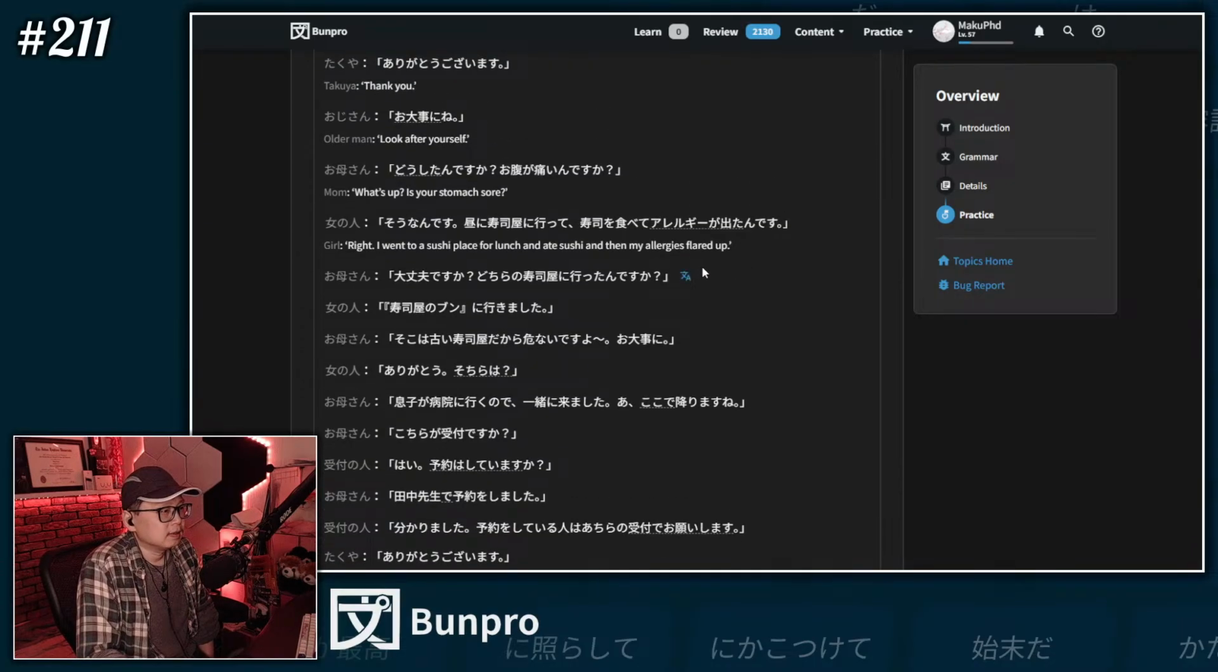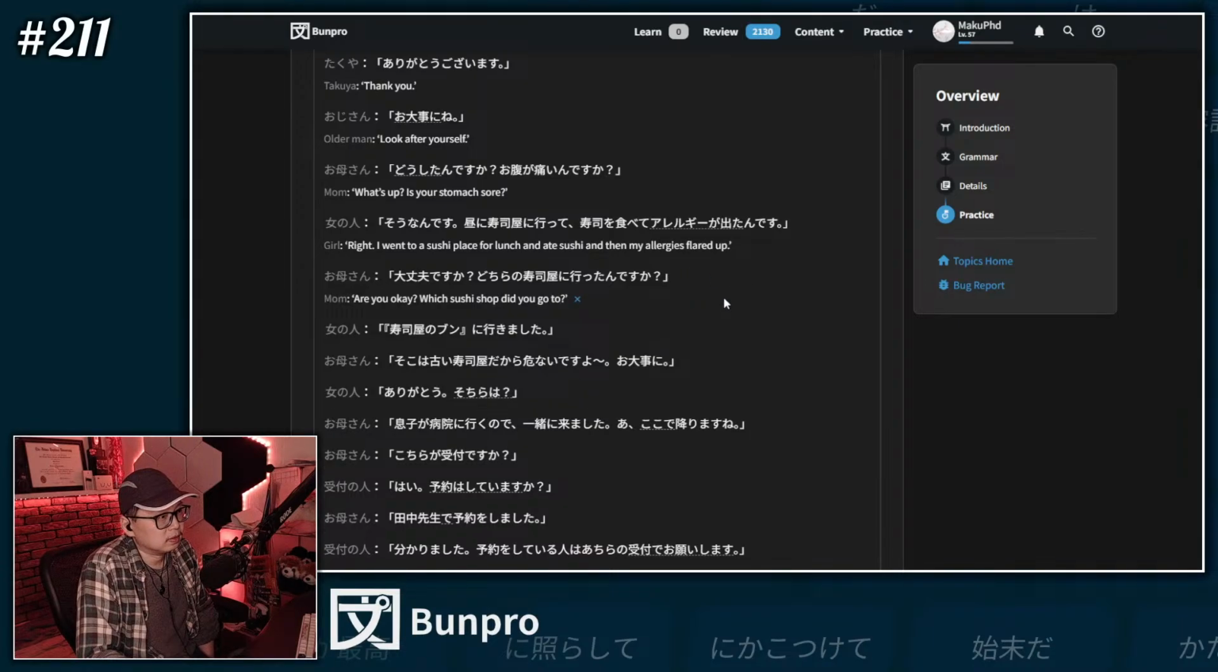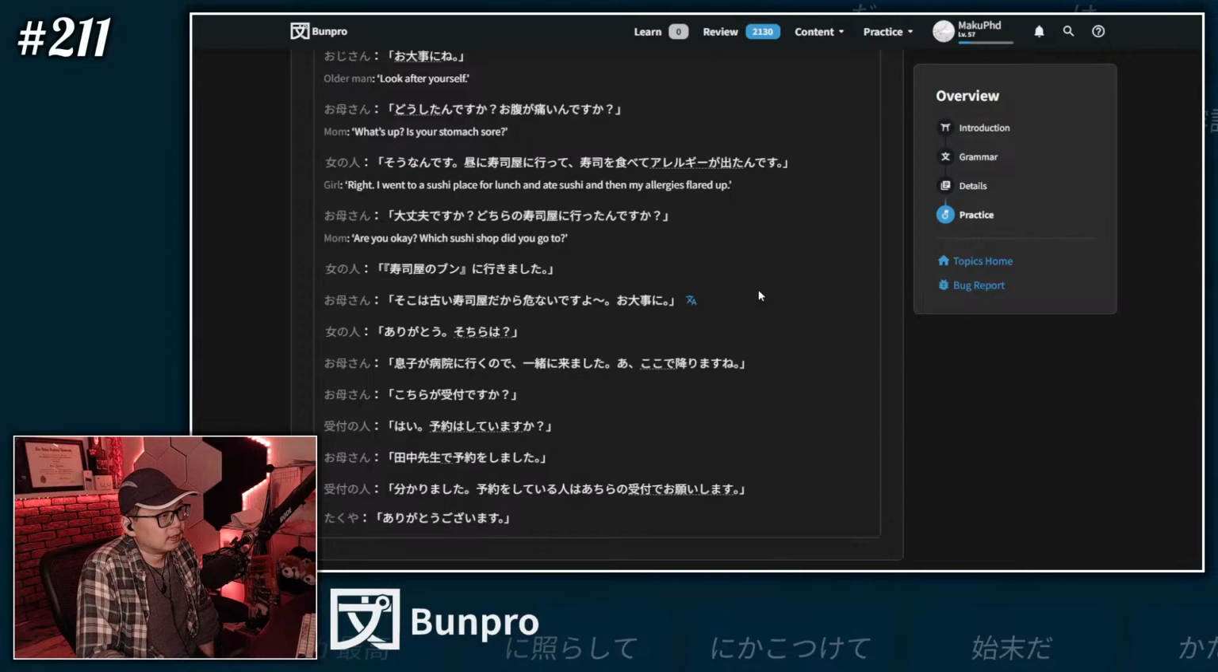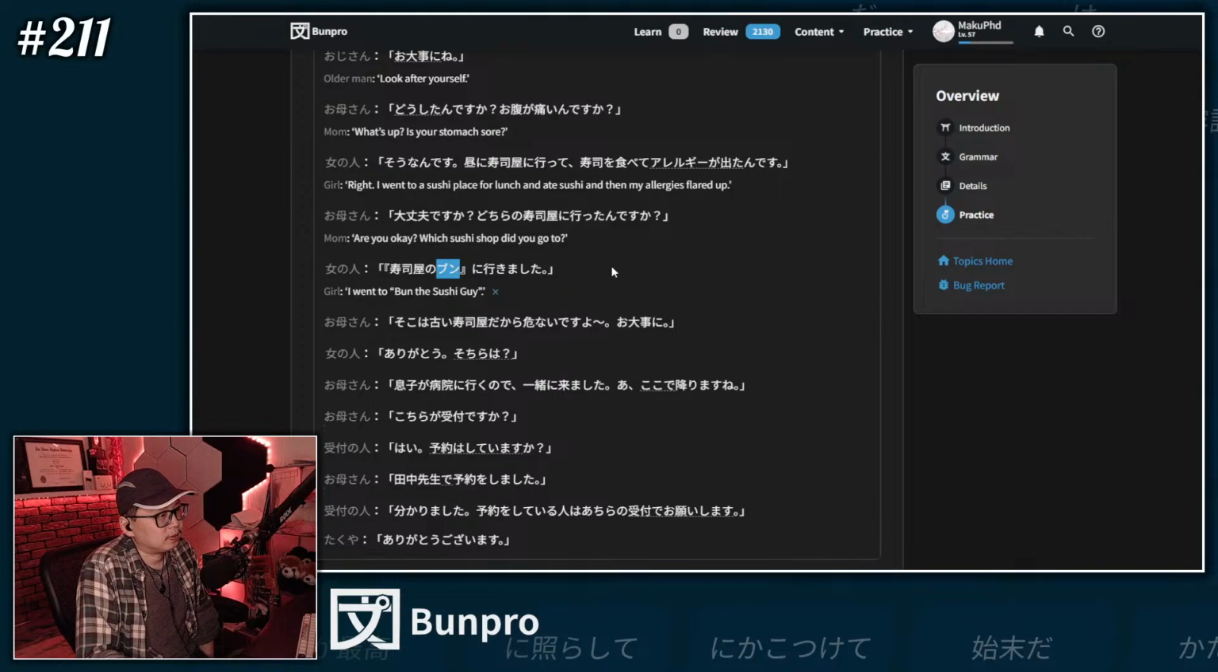Okay. Are you okay? 大丈夫ですか? Which sushi place did you go to, right? And then she named the place. I'm just gonna assume it's Boon's Sushi. I just read this as Boon Sushi. I have sushi shop, I have no idea how you... It just got Boon. No Boon. So Sushiya. You're right. Sushiya no Boon. That's where they went. Boon the sushi guy.